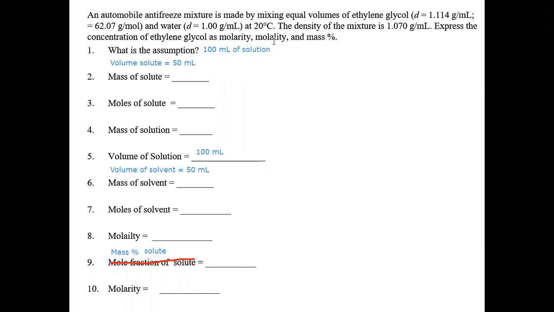And it gives us the density of ethylene glycol, the density of water, and the density of the mixture, aka solution. So with the densities of water and ethylene glycol, we can determine the mass of solvent and solute.